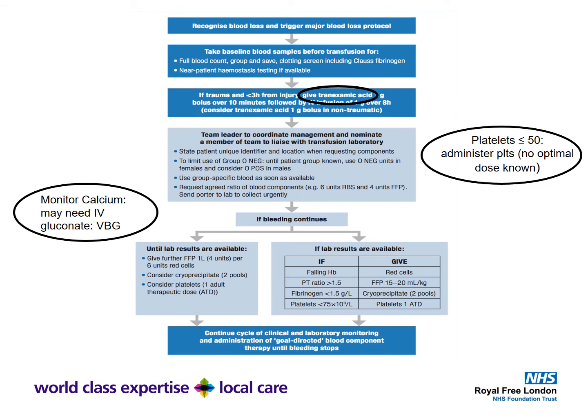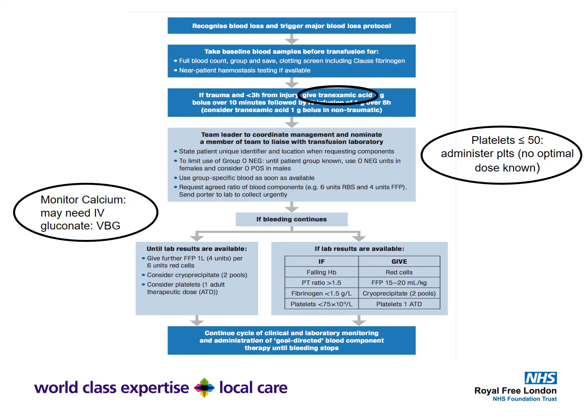This diagram here shows you a rough scheme of the major hemorrhage pathway. You can see when we recognise blood loss, we trigger the major blood loss protocol. You want to take baseline samples, and you also might consider giving tranexamic acid. It's primarily used in trauma, however there's no evidence of harm in giving it in gastrointestinal bleeding.